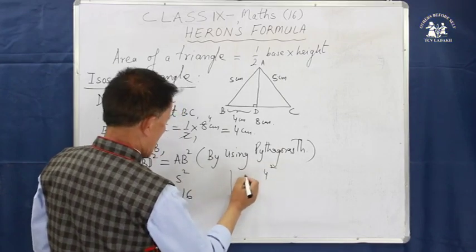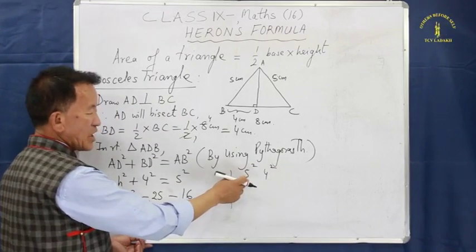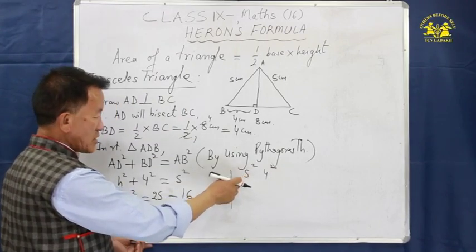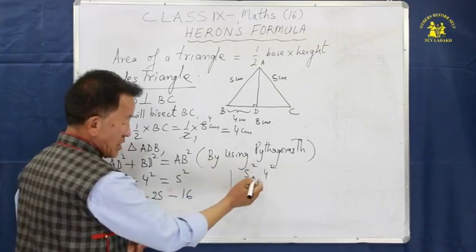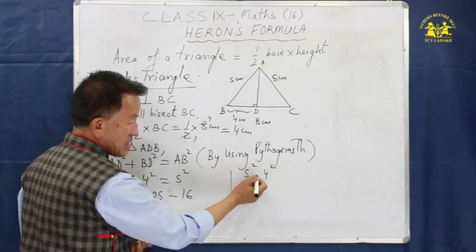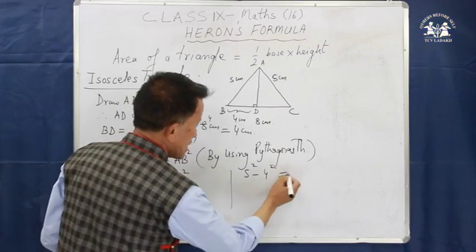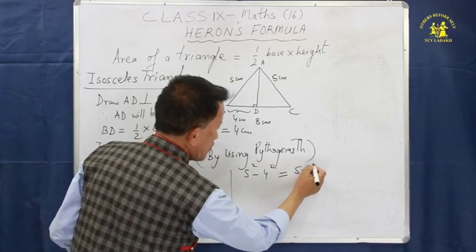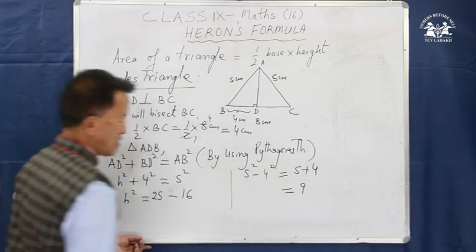4 square and 5 square. 5 square is the square of the hypotenuse. 4 square is the square of one of the shorter sides. So the difference between these two sides is 1. So in that case, we can just add 5 and 4. 5 plus 4 is 9.